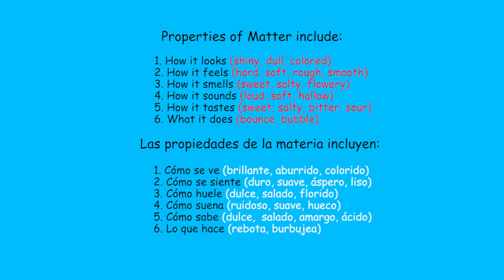Properties of matter include how it looks: shiny, dull, or colored. We can also say how it feels: hard, soft, rough, or smooth. How it smells: sweet, salty, or flowery. We can also say how it sounds: loud, soft, or hollow. Another property, how it tastes: sweet, salty, bitter, or sour. We can also say what it does: bounce or bubble.